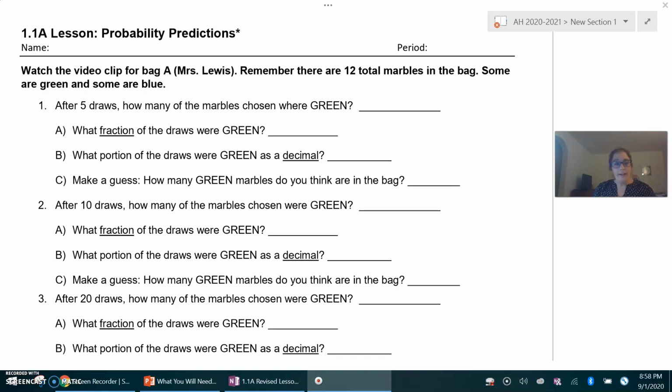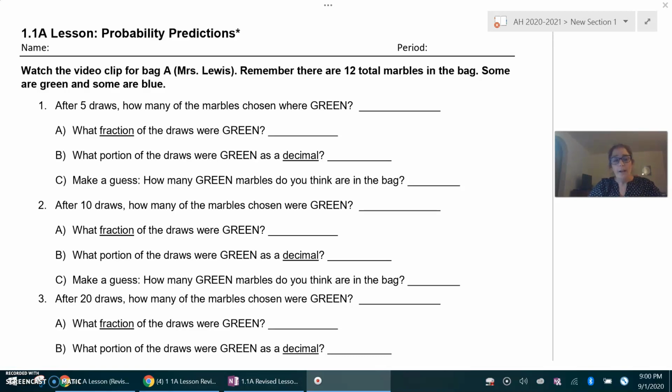So we're going to be running an experiment today. We have bag A and we have bag B. For right now, we're just going to put B off to the side and we're going to start with A. Now, there are 12 marbles in this bag. Some of them are green and some of them are blue, but we don't know how many of each we have. We're going to be doing a little experiment in order to help us figure that out.